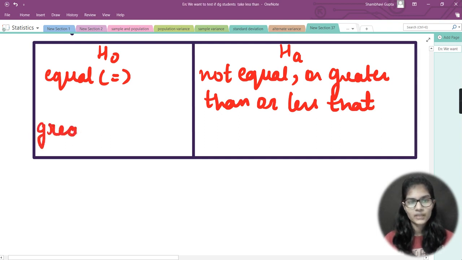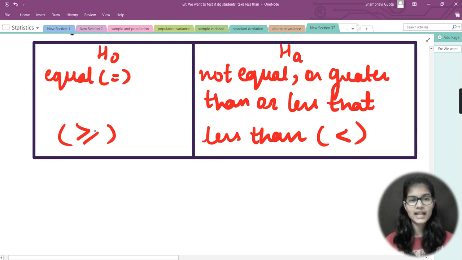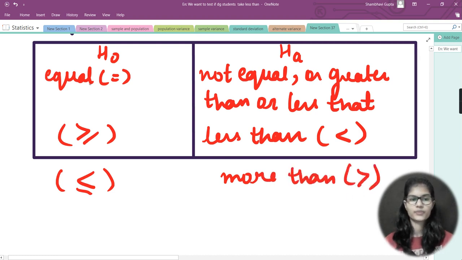Okay, so that is great. Let me put out the symbol as well. It will be greater than or equal to. This is the symbol for this, right? Greater than or equal to. So if this is the condition for H naught, then HA will be less than, like this. And my third condition is that if H naught is less than or equal to, then in that case my HA would be greater than. It is like this, right?